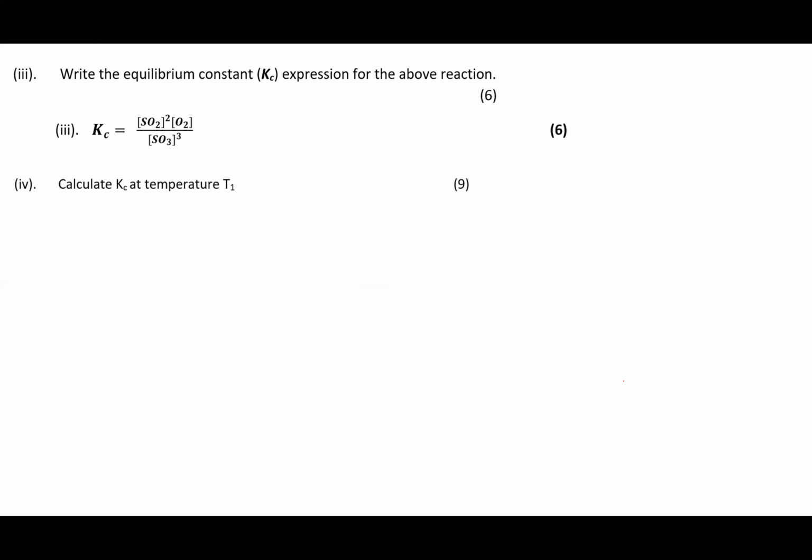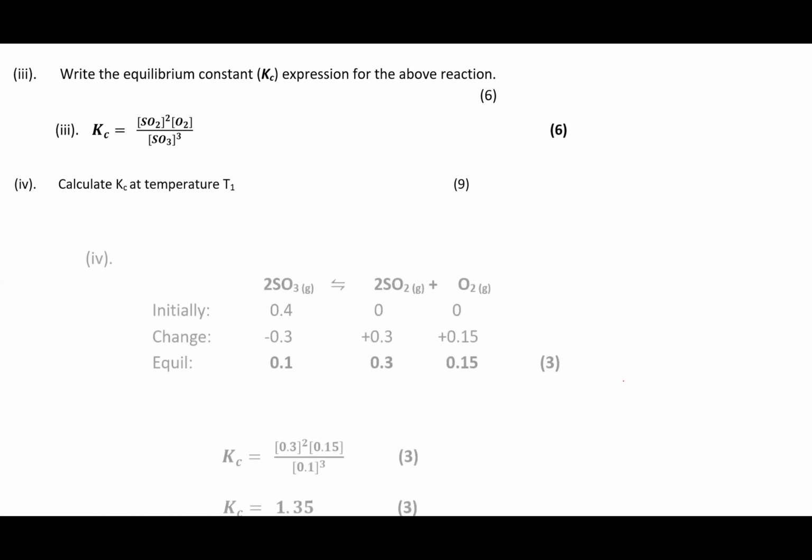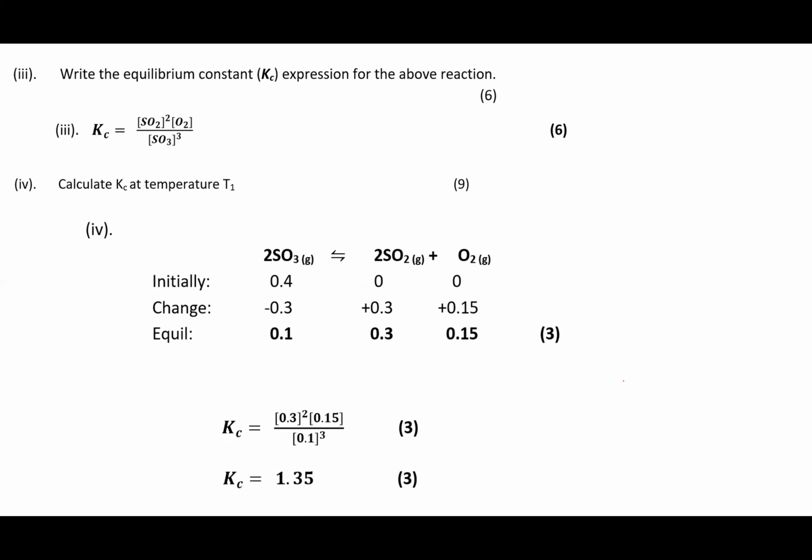All right. And then calculate Kc at temperature T1, and you should have some of this work done already, which you would have had to do for the graph. And you can see your equilibrium line, which we talked about in the previous part, 0.1, 0.3, and 0.15, you just fill that into your equation, and you get 1.35. So 9 marks there, 3 marks for doing what we had already done, and then your calculation at the end, just filling that in there and getting the answer of 1.35. So that's a nice enough equation, not overly difficult. I suppose the preceding part was a bit trickier, all right.